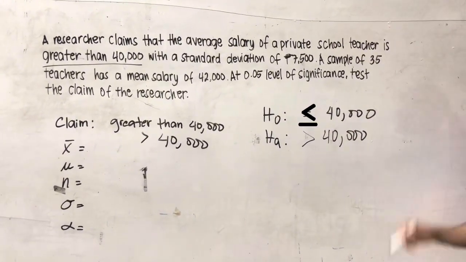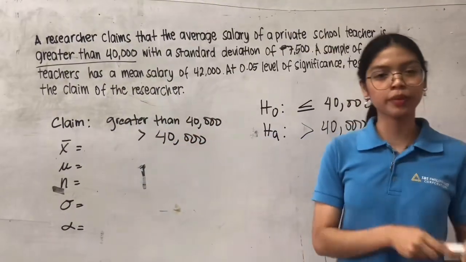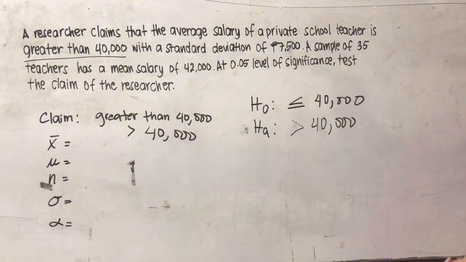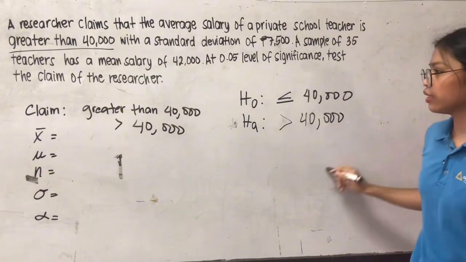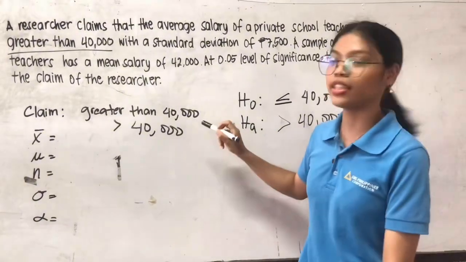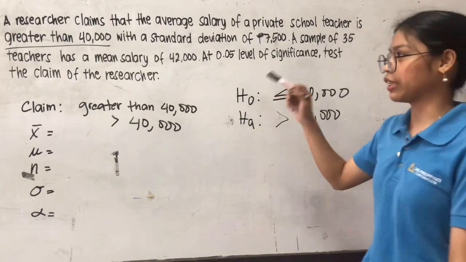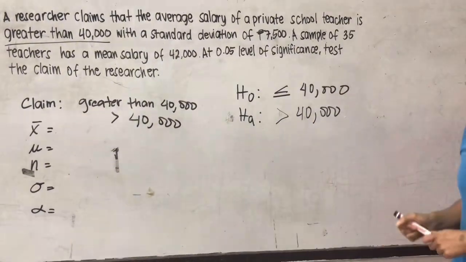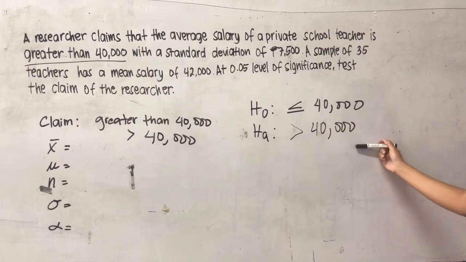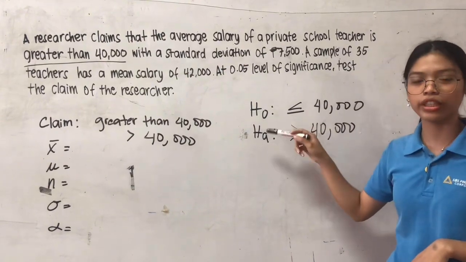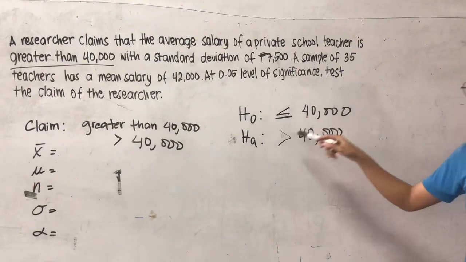Now we have identified our hypothesis. For our first solution to problem number 1, first we're going to construct the null hypothesis and the alternative hypothesis. So where did I get this one? First, the alternative hypothesis is the claim of the researchers that the average salary of the private school teacher is greater than 40,000, and we're going to prove that or not. So the alternative hypothesis is greater than 40,000. The null hypothesis is the inverse or the opposite of the alternative hypothesis, which means it's less than or equal to 40,000.